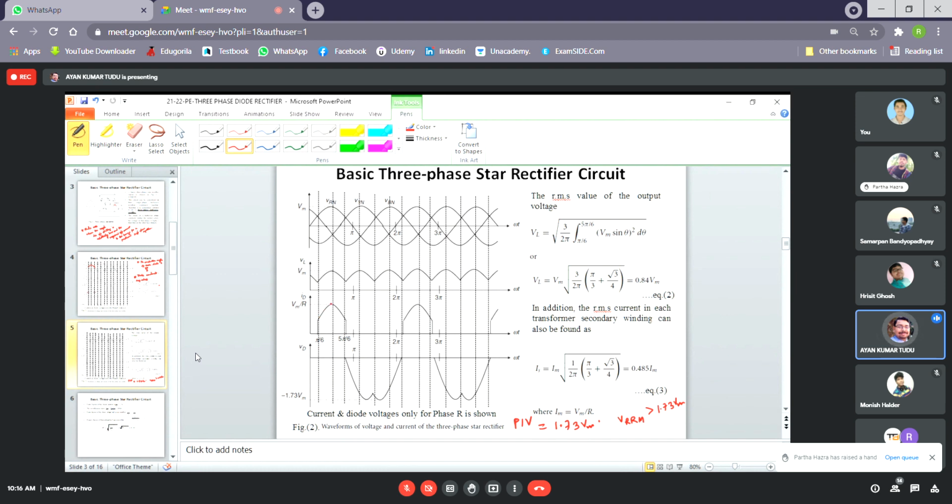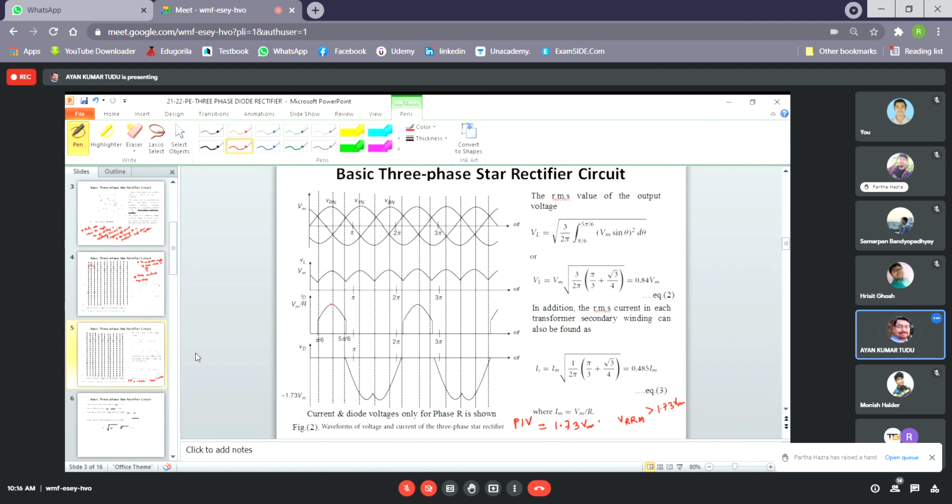Okay, each diode has a forward current. The figure that is being shown is for phase R. The same thing will be for phase B, phase C, and so on. We can also write it for phase B, then for phase Y, and so on. We can easily draw it. As you can see, each diode has a forward current that is equal to the load current.